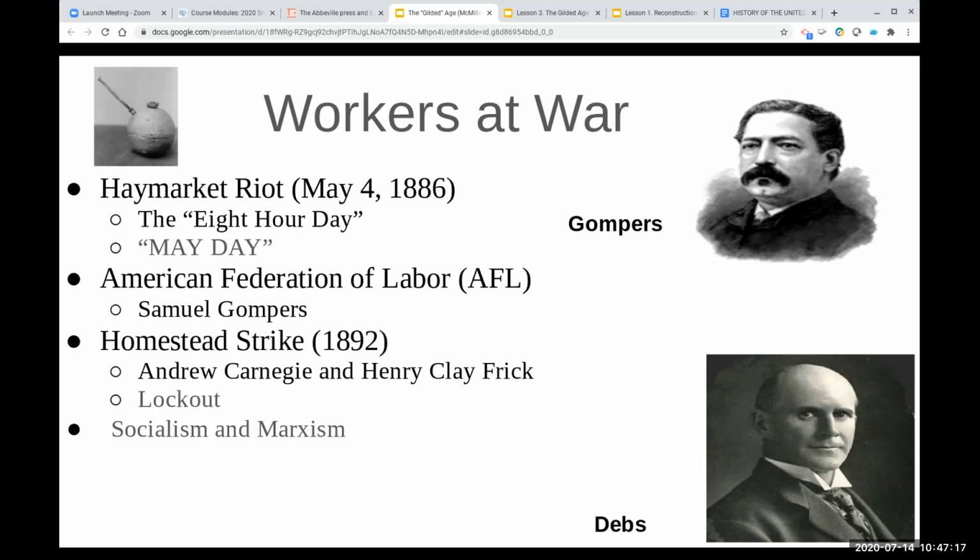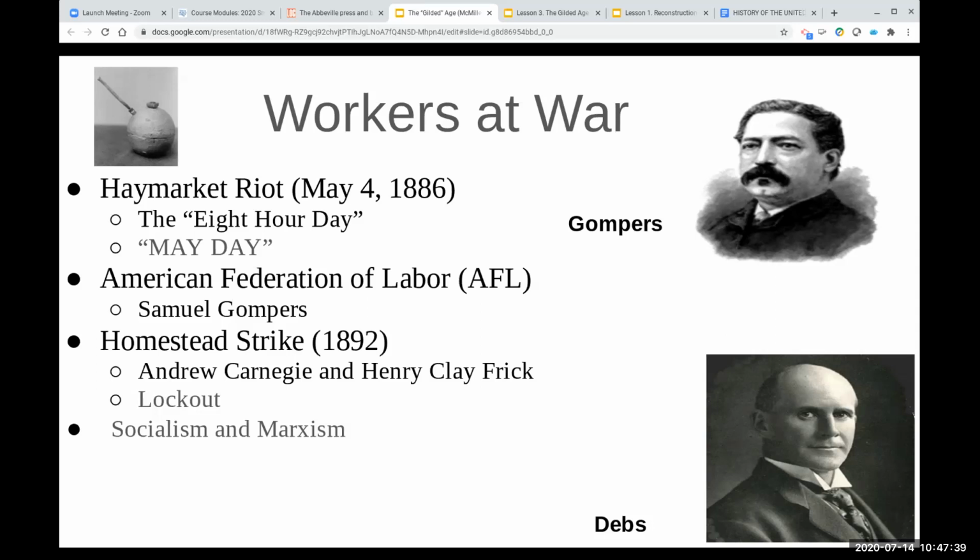And there is a strike. The workers believe that they have terrible conditions. They believe that they need to be paid better. They live inside the factory, essentially. They're very unhappy with this. And what Frick does, he initiates a lockout.